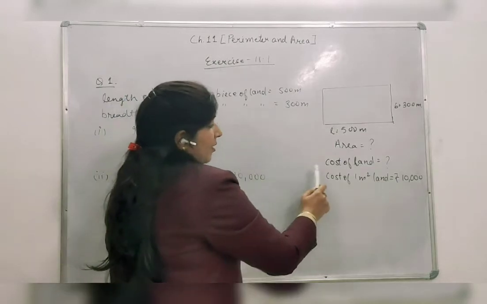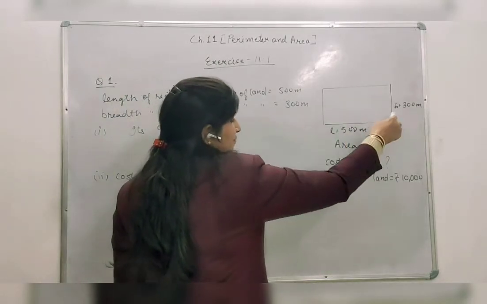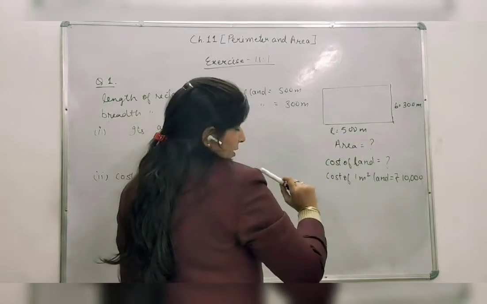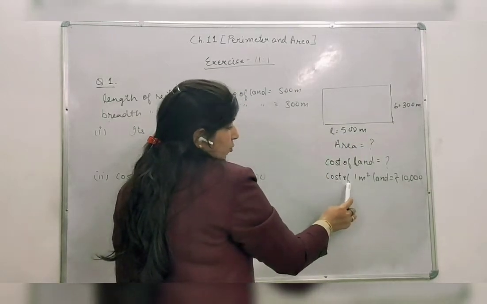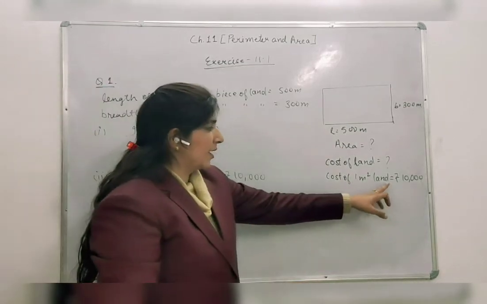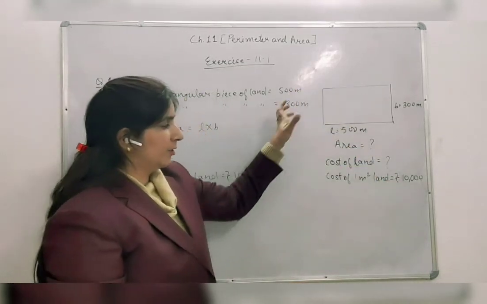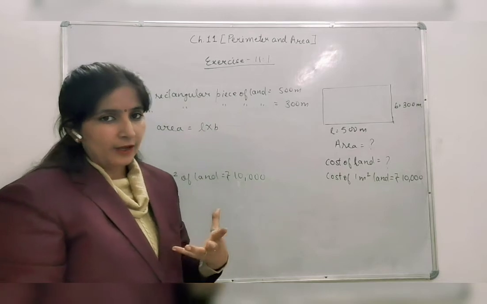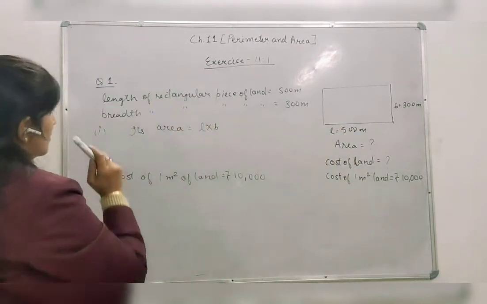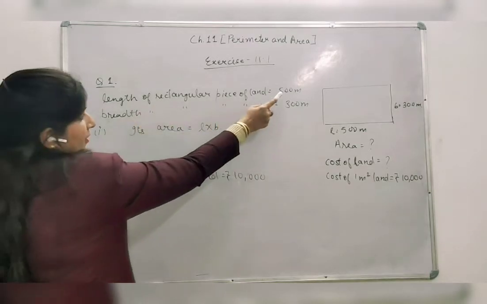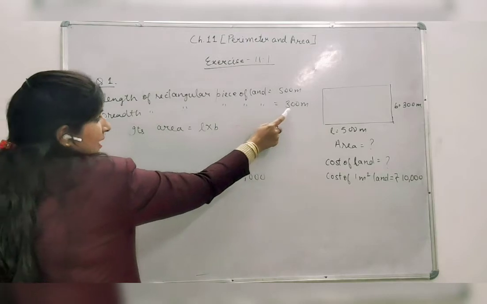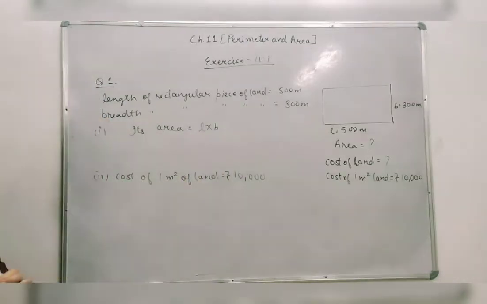In the second part, we need to find out the cost of this complete land with this length and breadth. It is given that the cost of 1 meter square of land is this. So we need the area to find out its cost. The length of the rectangular piece of land is 500 meter, and the breadth is 300 meter. So how can we find out the area?